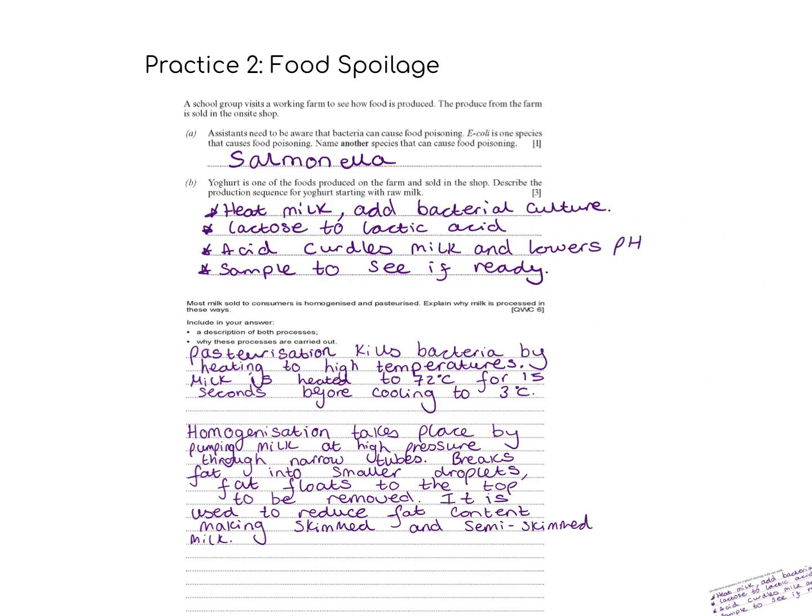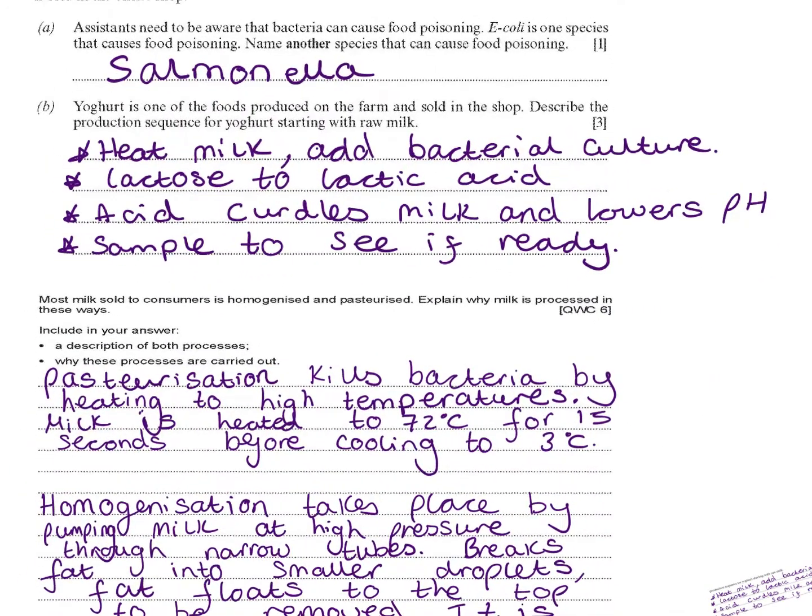Okay, again, same question there about making yogurt. So heat milk and add bacterial culture. Lactose will then be turned into lactic acid. The acid curdles the milk, lowers the pH, the sample is ready. Again, add the flavourings, kind of food colouring if you need to.